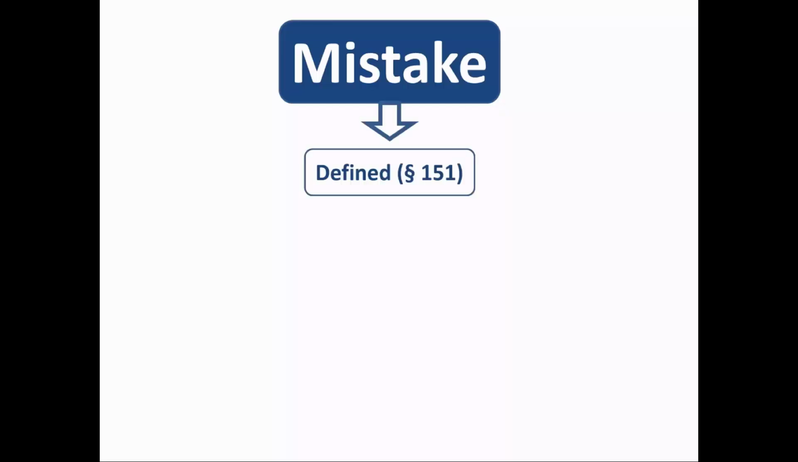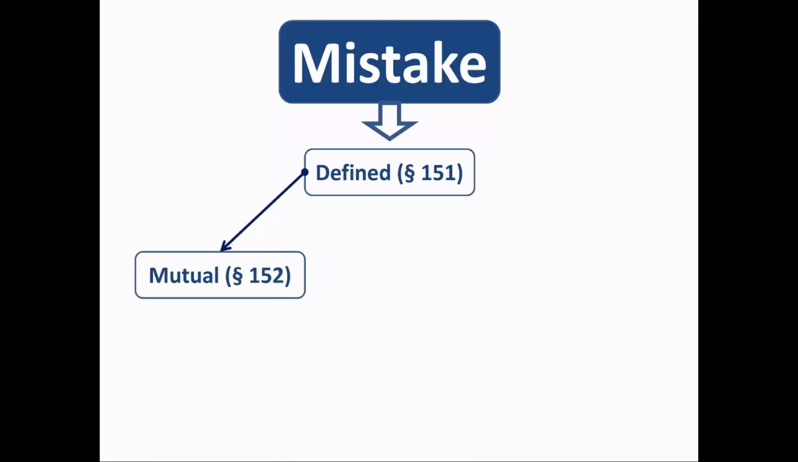The restatement begins in section 151 by defining mistake as a belief that is not in accord with the facts. The following two sections identify two distinct types of mistake. In section 152, we see that a mutual mistake about a basic assumption that has a material effect on the bargain makes a contract voidable, unless the affected party bears the risk under section 154.